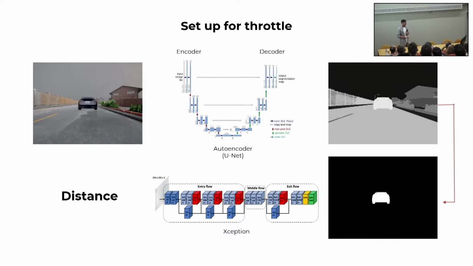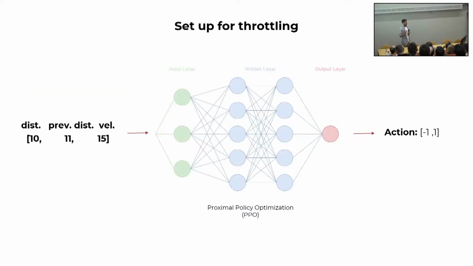Once we have the distance, we also have the previous distance and our velocity, and this is going to be the state for the second agent. In this case, the algorithm is the same, but the output layer is not going to be 3 nodes with a softmax activation function, but 1 node with a tanh activation function. That is going to produce a value between -1 and 1, and when the value is above 0, it means that we are going to accelerate with the intensity of the value predicted. And when the value is below 0, we are going to brake with the same intensity.